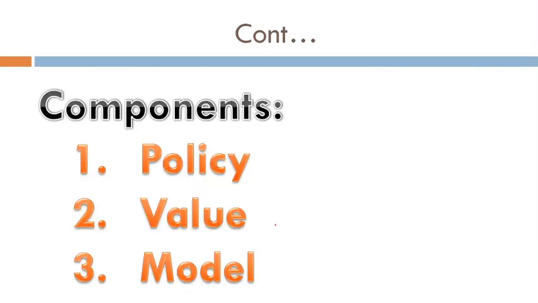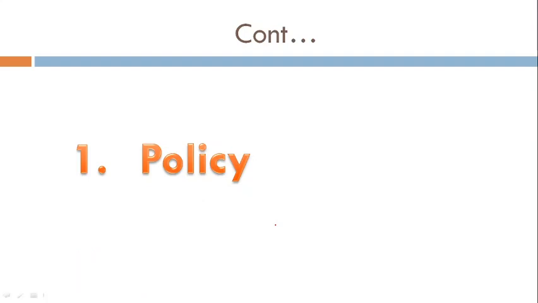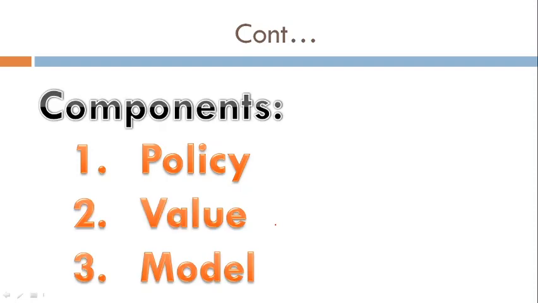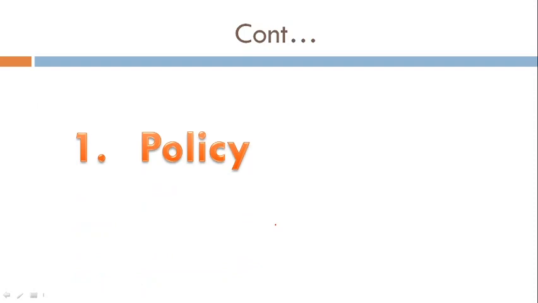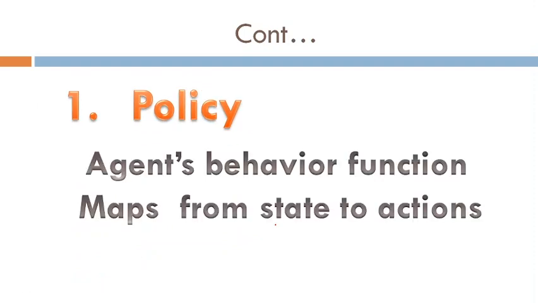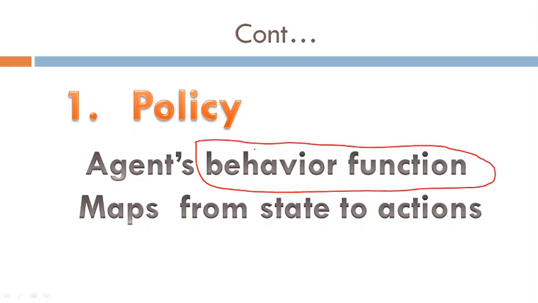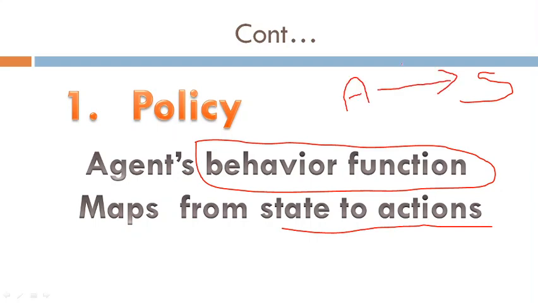Now, what are the components of reinforcement learning agents, RL agents? Policy, value, model. Three components are there. Coming to the policy. Policy is nothing but the agent behavior function, from state to actions. What is the state and what is the action performed by the agent? That is the policy.